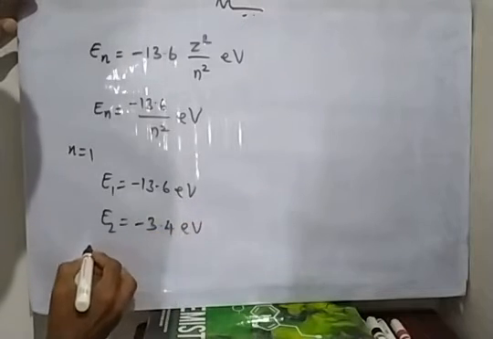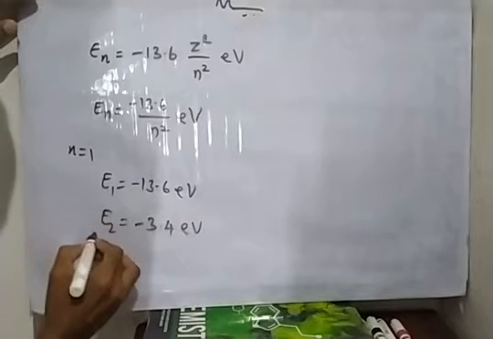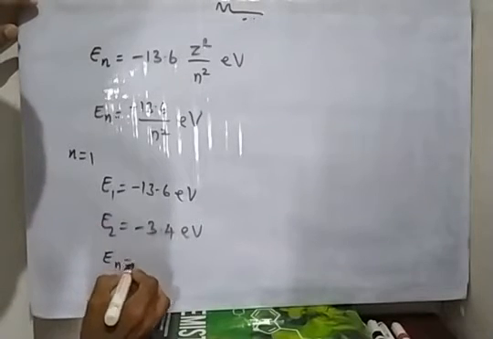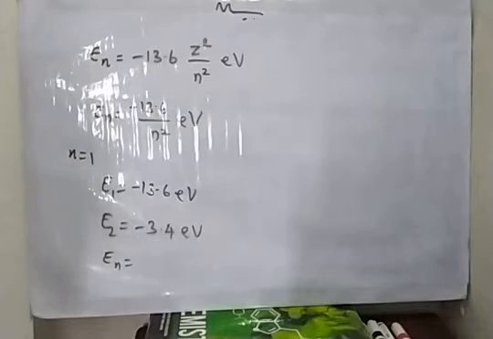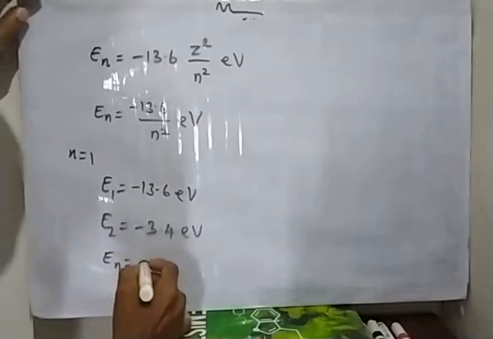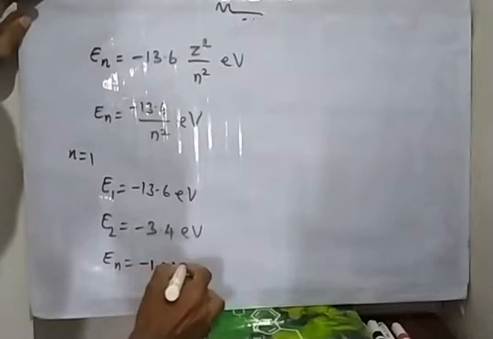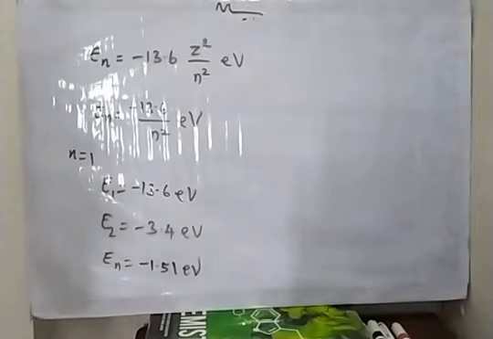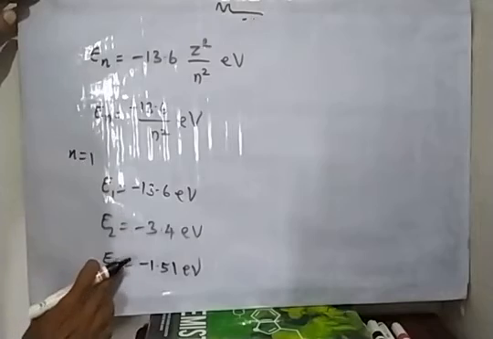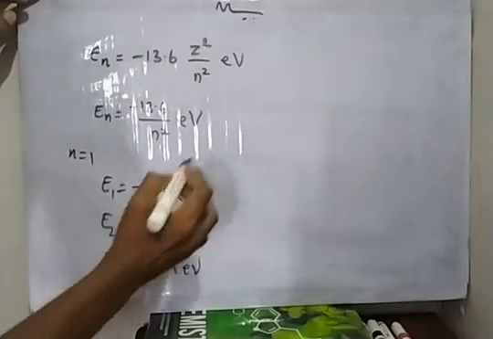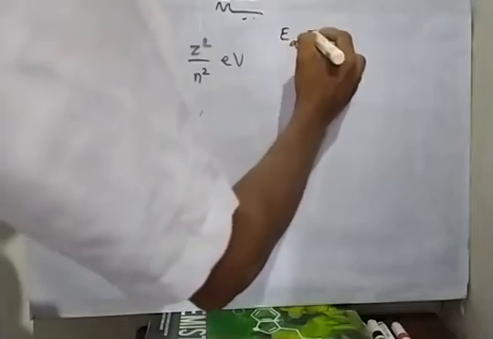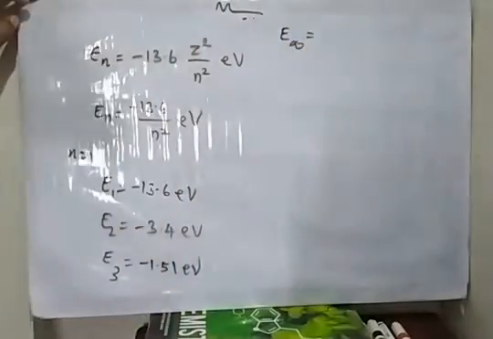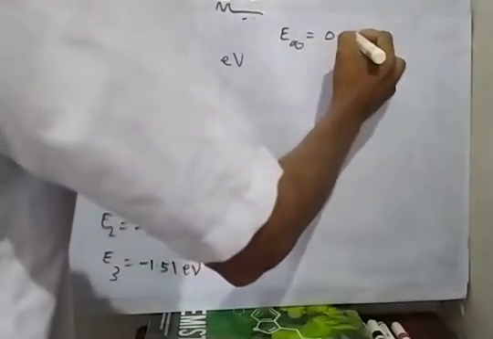electron volt. Similarly, when n is equal to 3, the energy of the electron in the third orbit is minus 13.6 divided by 3 square, that is minus 13.6 divided by 9, which is minus 1.51 electron volt. And so on, we are able to find out the energy of any orbit of the hydrogen atom. Suppose the electron is in the infinity orbit, then E infinity is equal to minus 13.6 divided by infinity, which is equal to 0 electron volt.